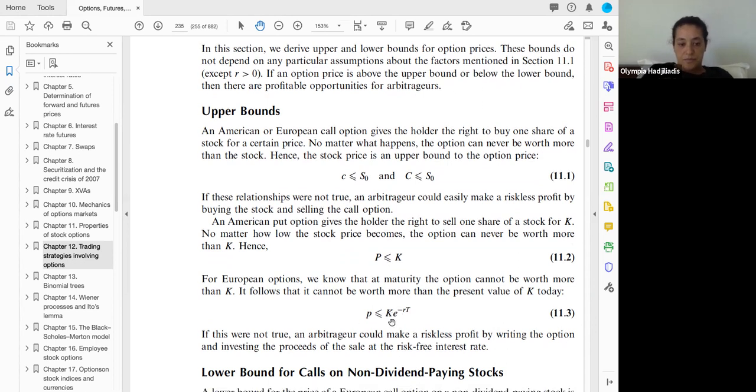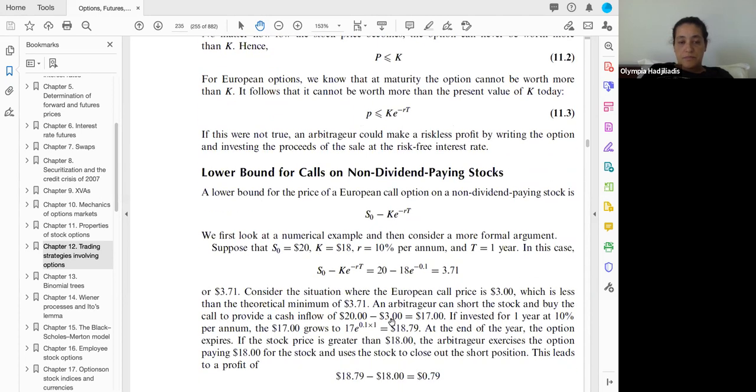Okay, so lower bounds for calls on non-dividend-paying stocks. A lower bound for the price of a European call option on a non-dividend-paying stock is S0 minus K e to the minus rT. We first look at a numerical example and then consider a more formal argument. Suppose that S0 is $20, K is $18, r is 10% per annum, and T is 1 year. In this case, S0 minus K e^(-rT) is 20 minus 18 e^(-0.1), which is 3.71. Consider the situation where the European call price is $3, which is less than the theoretical minimum of $3.71.